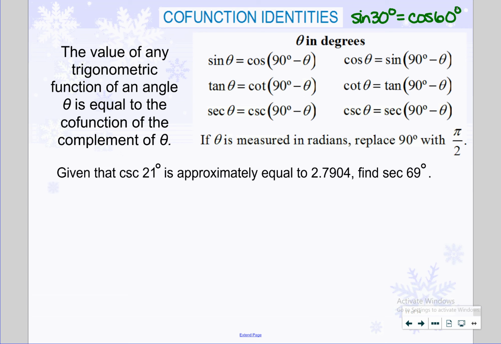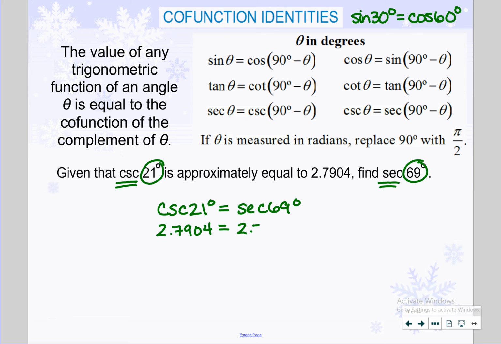It says, given that cosecant 21 is approximately that number, find the secant of 69 degrees. All they want you to do here is recognize a couple things. First of all, we have cosecant and secant. Cosecant and secant, secant and cosecant, right? There's a co-function pair. And then we have two angles, 21 and 69. What do those add to? They add to 90. So we should be able to say, okay, those two must be equal to each other based on these properties. And if one of them equals 2.7904, the other one also equals 2.7904. So that's our answer. They're just asking you to recognize that those would be equal because they're a special pair and a special set of angles.